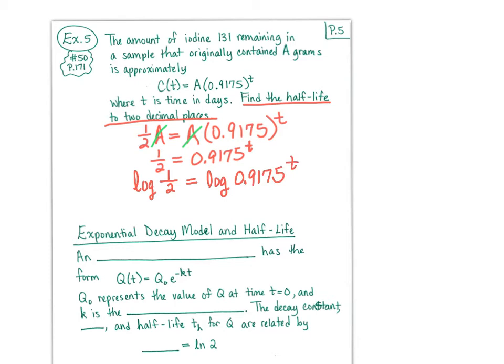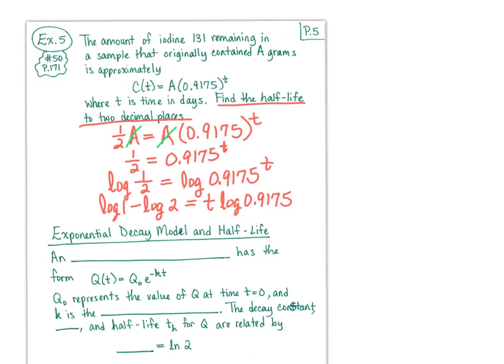And then we can use our properties of logarithms, which tells us that this is log of 1 minus log of 2, and that's going to be equal to T times the log of 0.9175. And then, running out of room, so I'm going to go on the right side here, and notice that the log of 1, remember, is 0. Look at your properties and then use that fact to rewrite it.